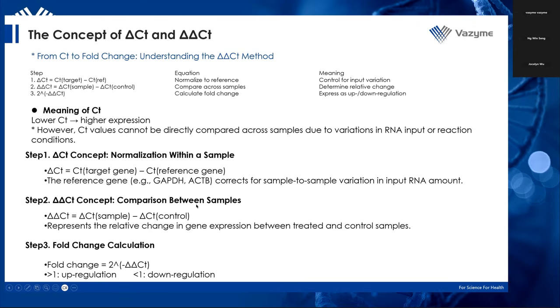The next one is you compare between the samples, from sample A and sample B. That's where you take the CT value of the sample minus the CT value of the control, the change in the CT value. So for the control, it will be minus the control gene. And then for the fold change calculation, again, you don't have to do it yourself. This will be done on the machine itself. If the value is more than 1, then it's an up regulation. If the value is down, then it's down regulation. What that means is up regulation is expressed more, down regulation is expressed less.